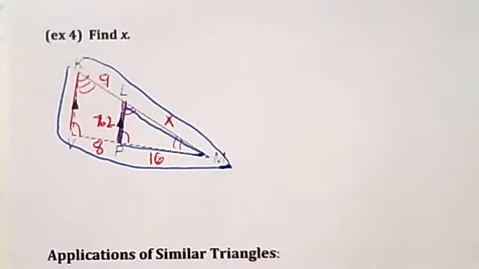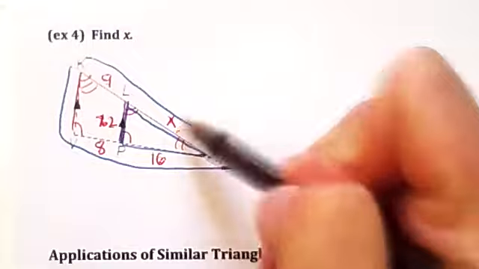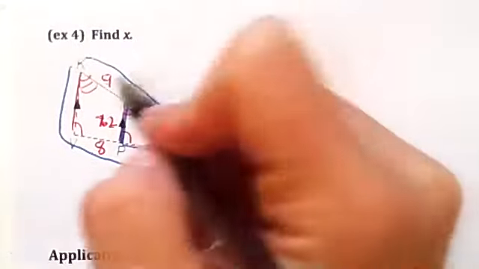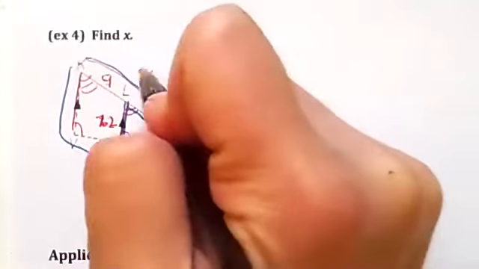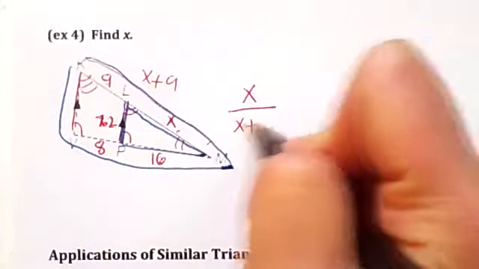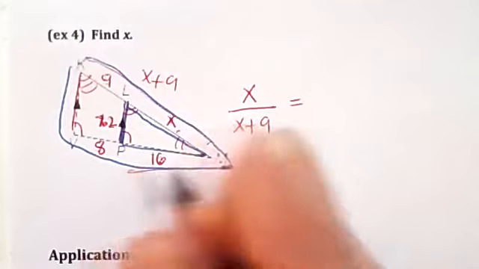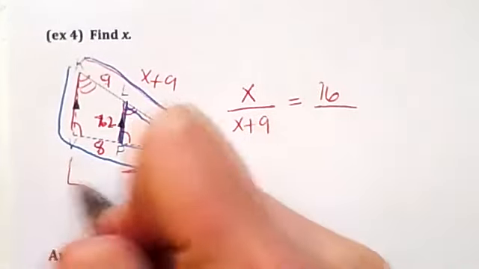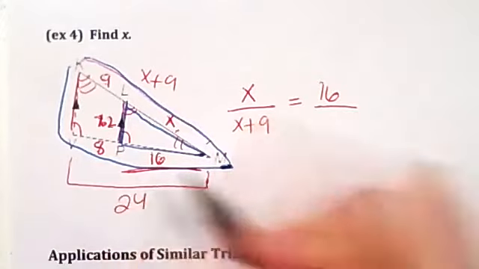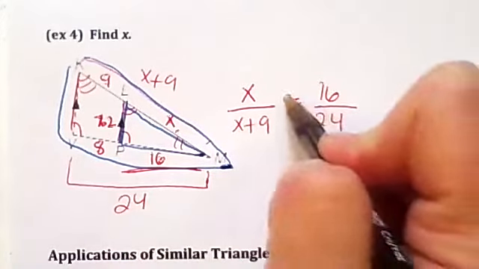So those are the similar triangles. And so what you're going to have to do is say x, the top of this small one, goes to the top of the big one. What's the top of the big one? Well, we can just add these two together and say it's x plus 9. So x to x plus 9 equals 16, the bottom of the small one, to the bottom of the big one, which would be 24. And then you would cross multiply.